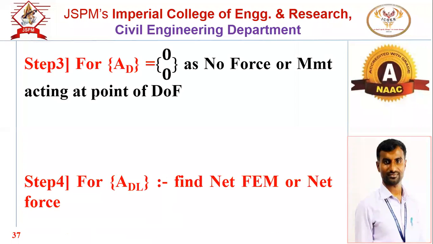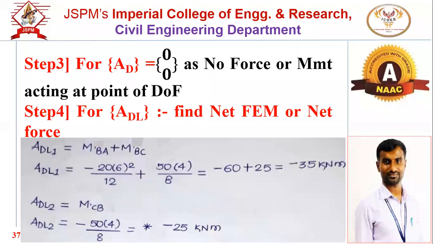So the ADL matrix will be ADL1, which is M bar BA plus M bar BC, minus WL² by 12 plus WL by 8. ADL2 is M bar CB, which will be minus WL by 8. If you solve this, minus 35, minus 25. So our ADL matrix will be minus 35 and minus 25. This is a 2 by 1 column matrix, write that down after this.